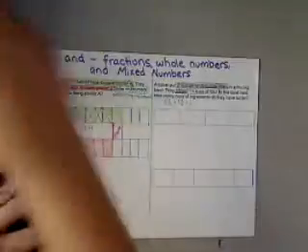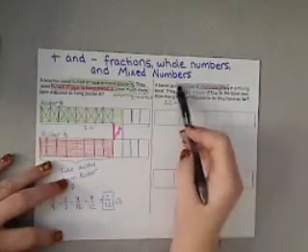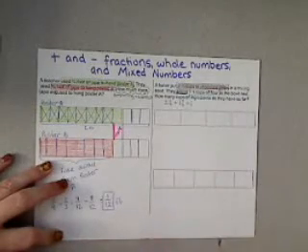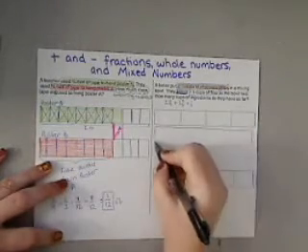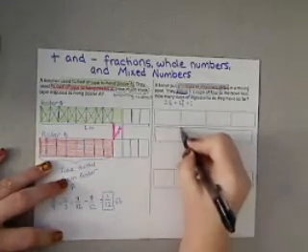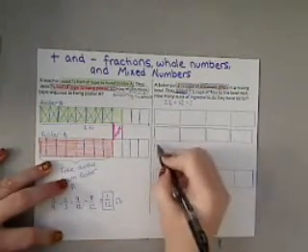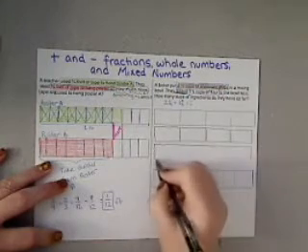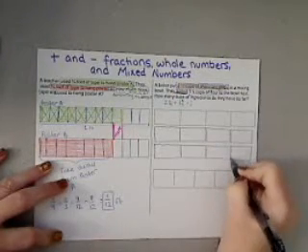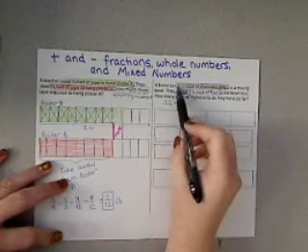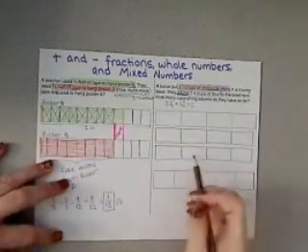But I've got a bit of a problem. I have 1 bar that's split into 4 pieces, but I've also got these 2 whole cups. So I'm going to have to draw 2 more bars. So there's one more cup. We can go ahead and split it into 4 pieces. And then another full cup. Okay, so now I have enough space for the 2 whole cups and the 1/4 cup. All right, I'm good now.